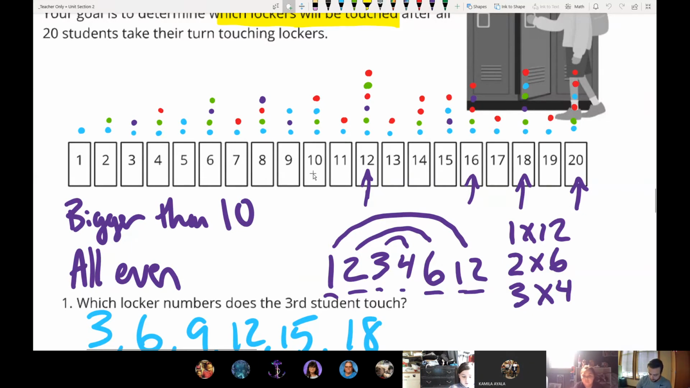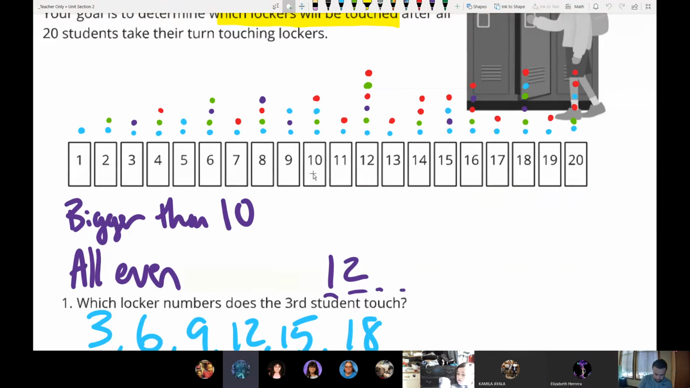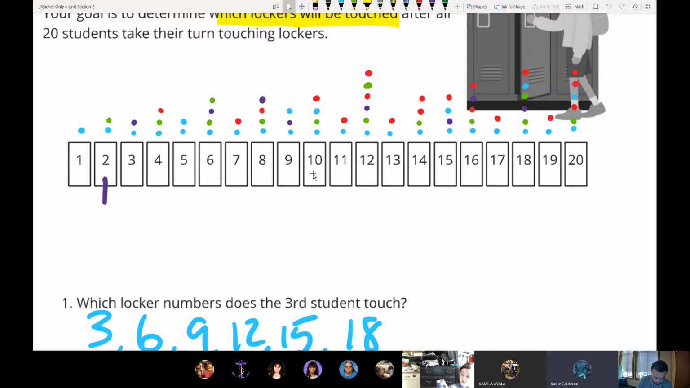So what do you notice? I'm gonna highlight this again. So let me erase all of these. Okay. Let's look at those numbers that had 2 dots. What can you tell me? Let's see, how do I want to ask this? What are the factors of those lockers that I highlighted there? 2, 3, 5, 7, 11, 13, 17, 19. Let's start with 2. What are these 2 dots?